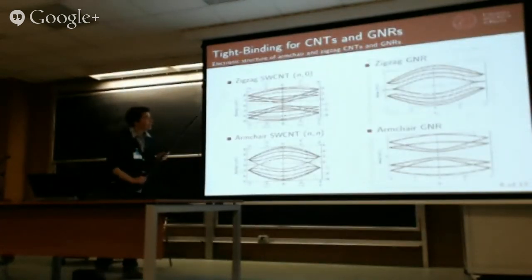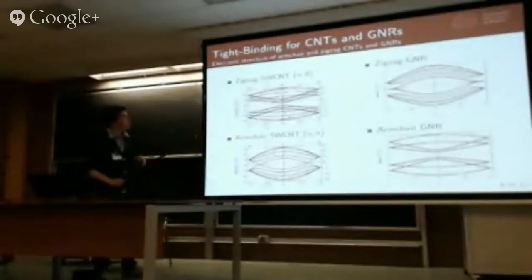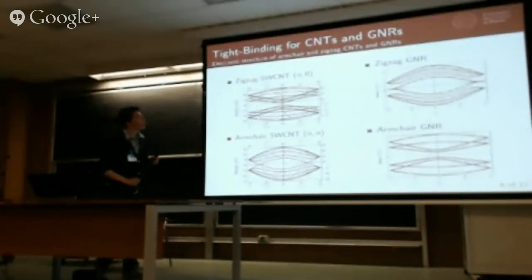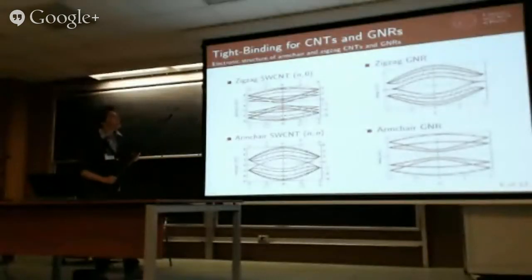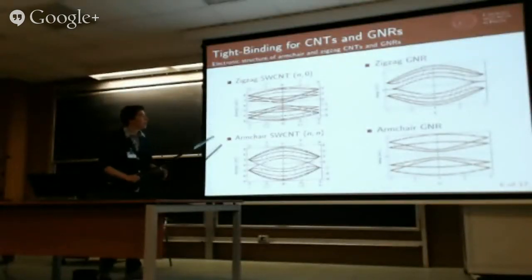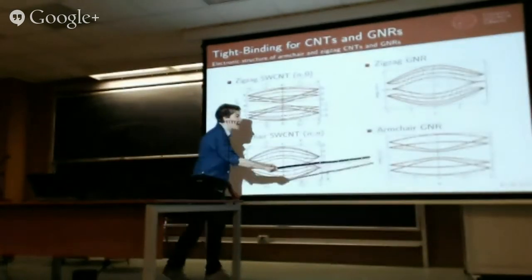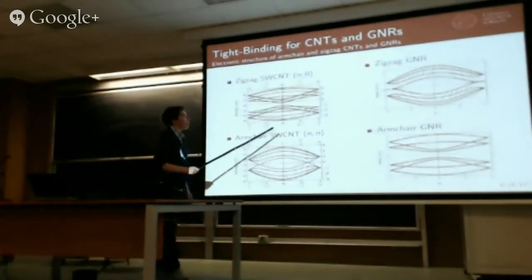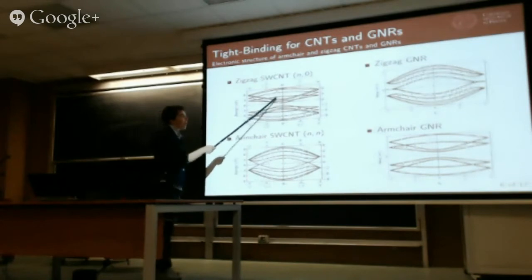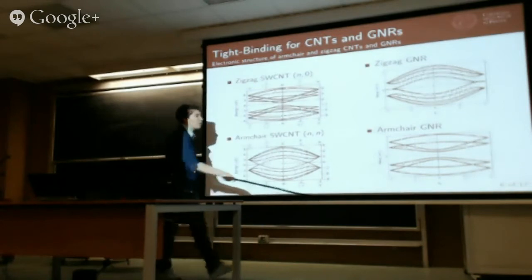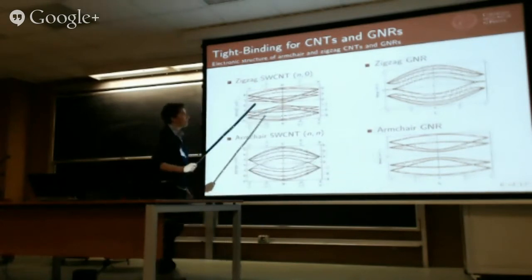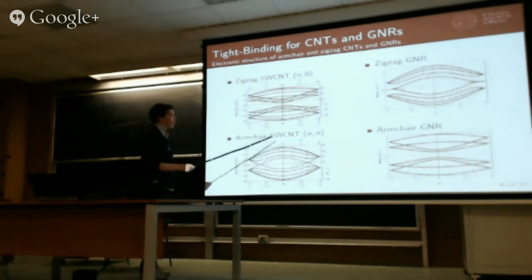In this slide, I'd like to give you a comparison of the electronic band structure of carbon nanotubes and graphene nanoribbons for both armchair and zigzag geometries. You can see that zigzag carbon nanotubes and armchair graphene nanoribbons both show a direct band gap at the center of the Brillouin zone. Hence, the critical point is K equal to 0.